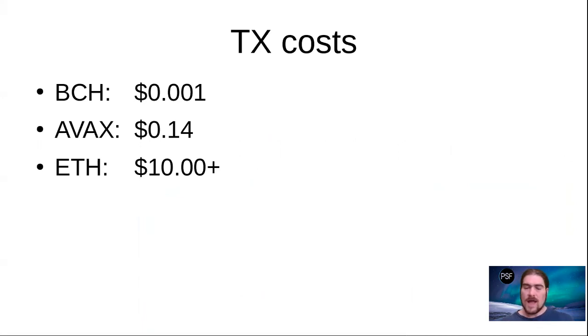NFTs. On Avalanche, that's around 14 cents. So that's still not bad, but it's significantly more expensive than Bitcoin Cash. And then on Ethereum, I just sent a token transaction and it was $10, and that's extremely low. I'm used to seeing transaction fees closer to $50. And I know that a lot of the NFT sales, they were averaging around $80 just to send the token from point A to point B, like to buy it.